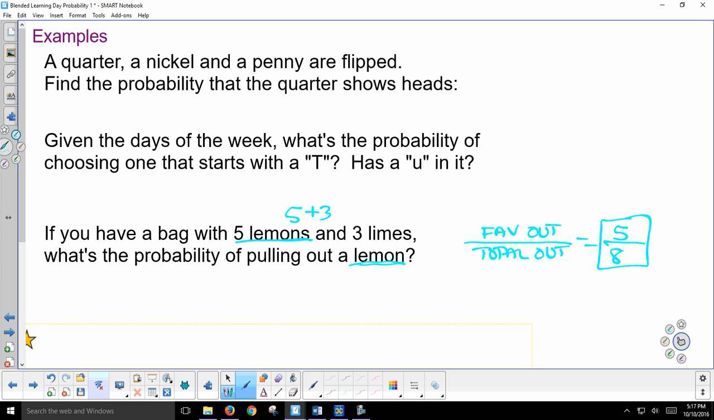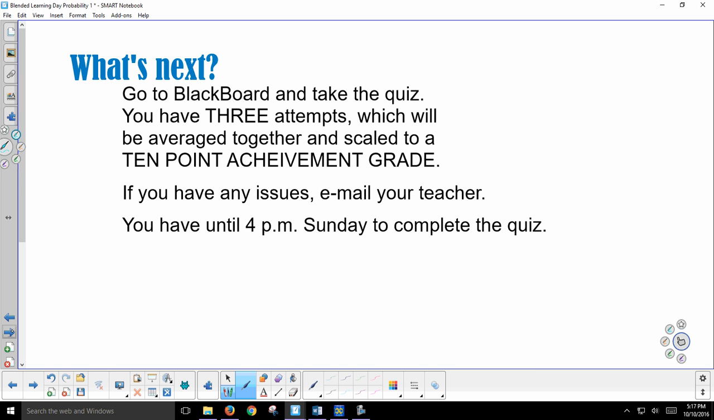So from here, you're going to go over to Blackboard. You're going to take the quiz. You will have 3 attempts. We're going to average the 3 attempts when you're finished, and the average score is going to go into Portals as a 10-point achievement grade. Now, think about what that means.